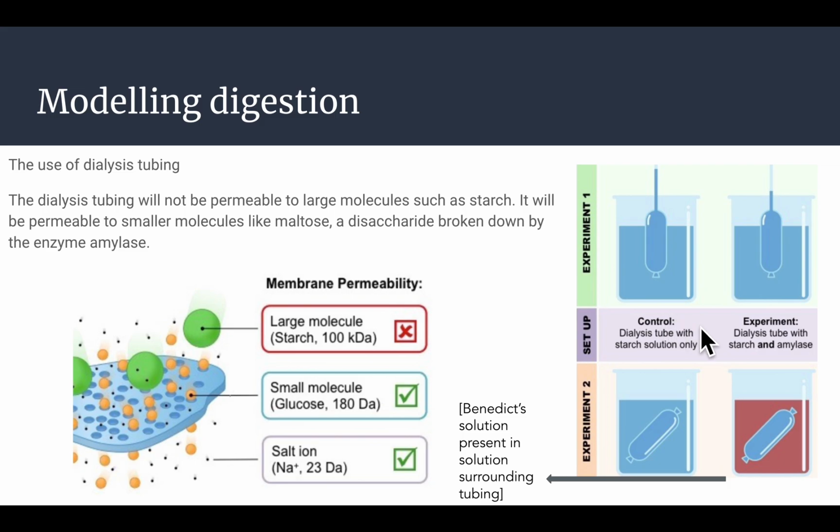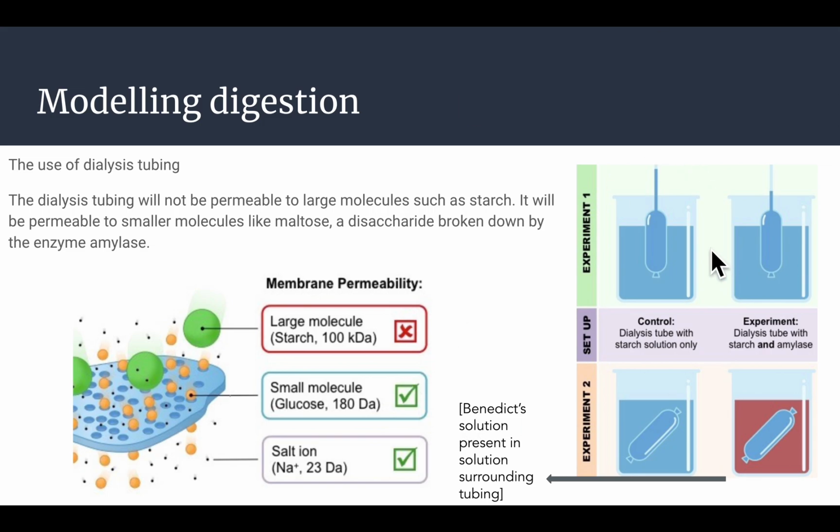So these dialysis tubing kind of model or resemble the small intestine in a sense that it's semi-permeable, and it only allows the passage of certain molecules. For example, we can see in this diagram these large molecules such as starch and things like that. It's too big to pass through these perforations, so it's not going to pass through. And these small molecules or salt ions that are small enough are going to pass through.